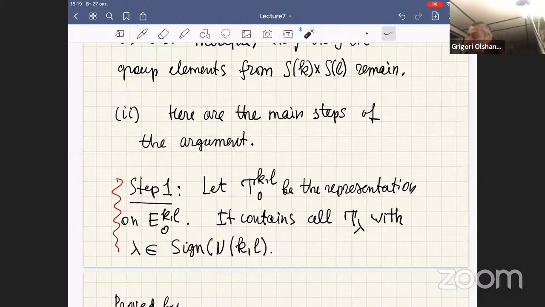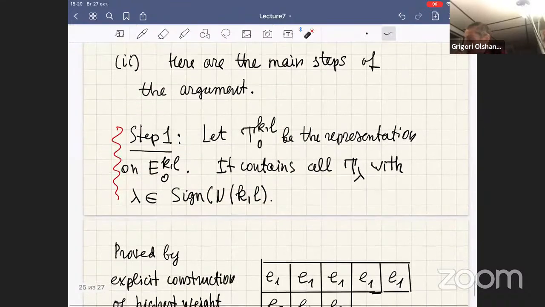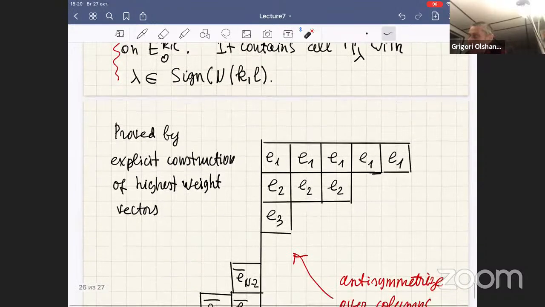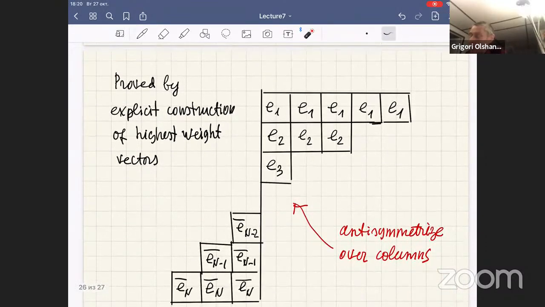And the first claim is that it contains all irreducible representations which satisfy my condition. We recall that the number of boxes is exactly equal to K and exactly equal to L. And how to prove this? Just produce some highest weight vectors, which correspond to such a signature. And the construction is quite similar to that for non-mixed tensors.